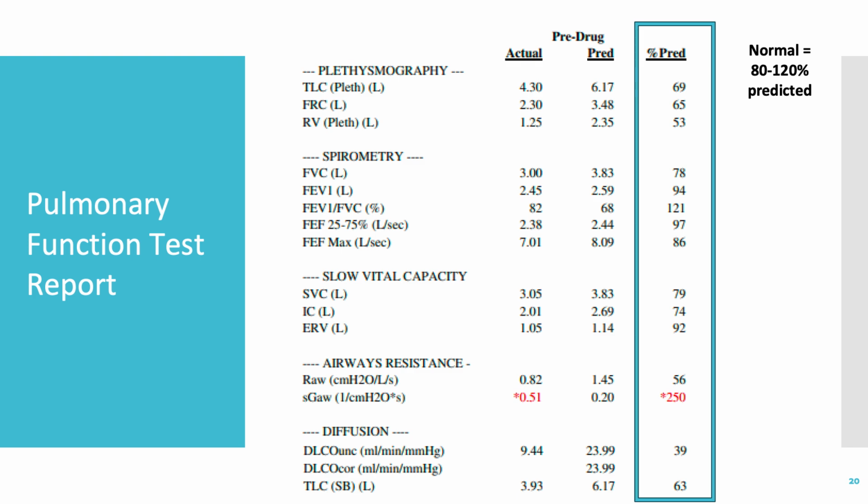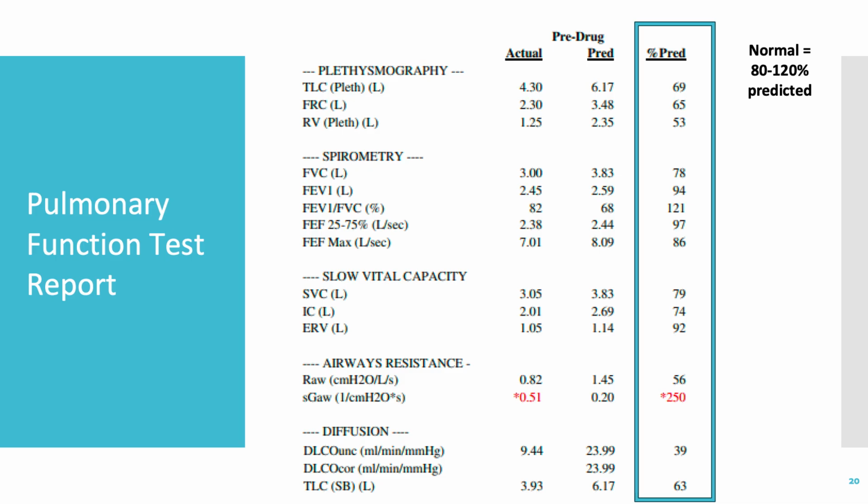So this top number under the plethysmography box says TLC. That is your total lung capacity, the total amount of air in your lungs. That number often is reduced in patients that have interstitial lung disease. And as your lung disease gets worse, your lung volumes get smaller and that total lung capacity gets lower.